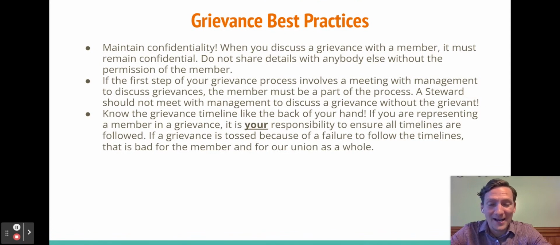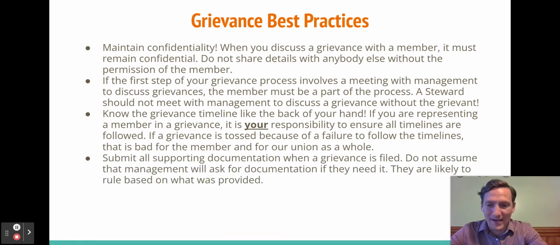If you're representing a member, it is on you as the shop steward to ensure that all the timelines are followed. If they're not followed and a grievance gets thrown out, you can be held liable and responsible as the local for that. So you really need to make sure that you know that. And if you read the contract, it doesn't take much to really become an expert at this. I know it may seem a little bit overwhelming, but it's really not.